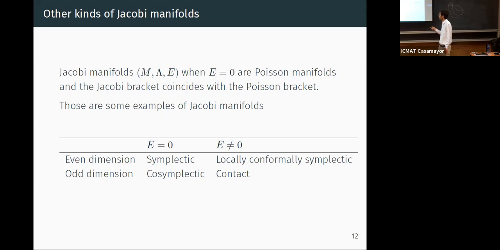manifolds and contact manifolds. These two are especially interesting because there is a theorem that says that every Jacobi manifold can be foliated into leaves which are either locally conformally symplectic or contact. So if you want to understand the dynamics of Jacobi manifolds, these are the two more relevant examples.